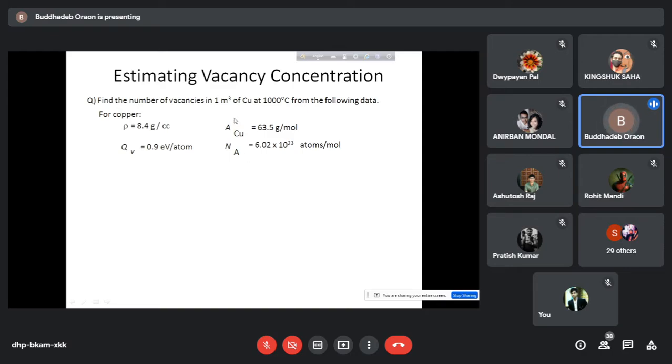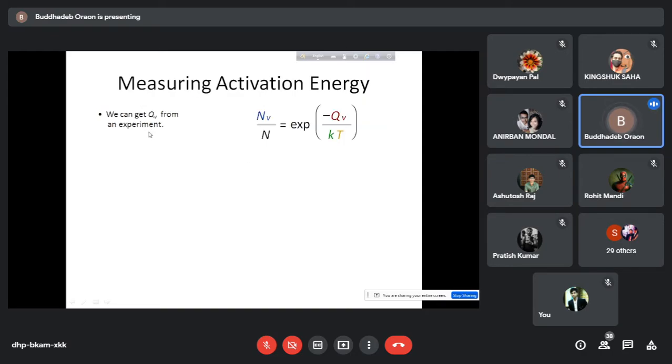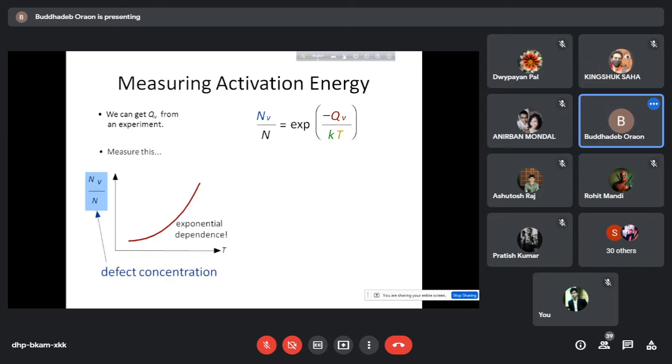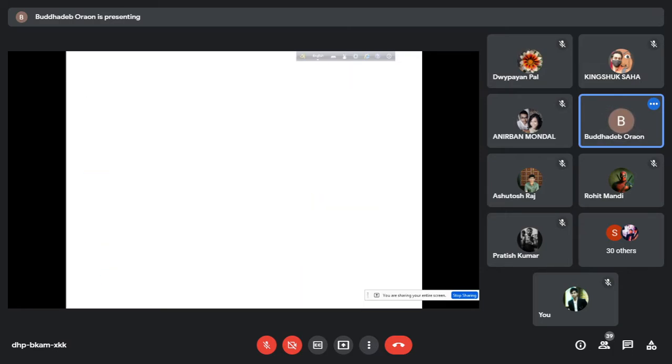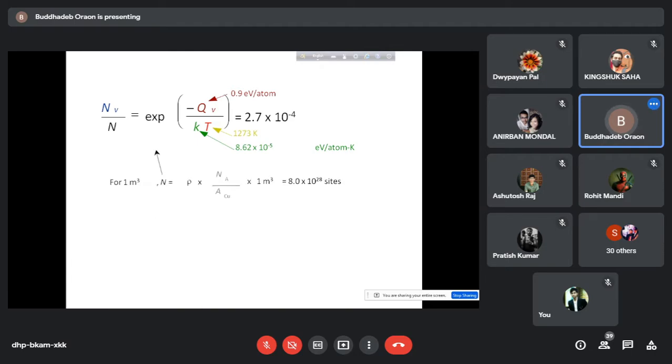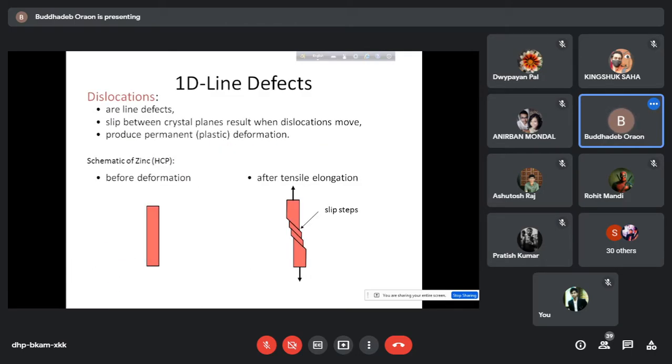So try to find out the answer to this problem. What will be the value? What I want you to find out is the value of Nv. You put these values there, and you can easily find out the number of vacancies. This is already given, so the solution is also given.